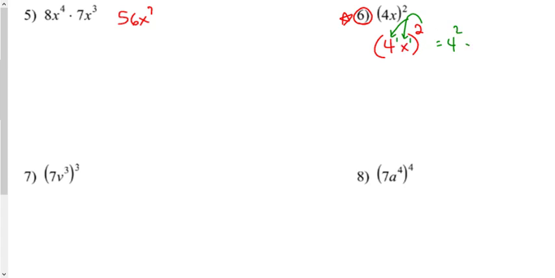And this x's exponent of 1 is going to multiply this exponent here, and that gets us a 2. And of course, we know what 4 to the 2nd power is. That's 16. So it's 16x to the 2nd power. Let's go ahead and do this one right here. Don't forget the 7's exponent of a 1 right here. So we get 7 to the 3rd and v to the 9th.